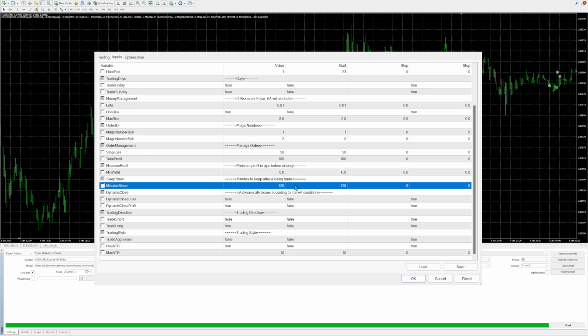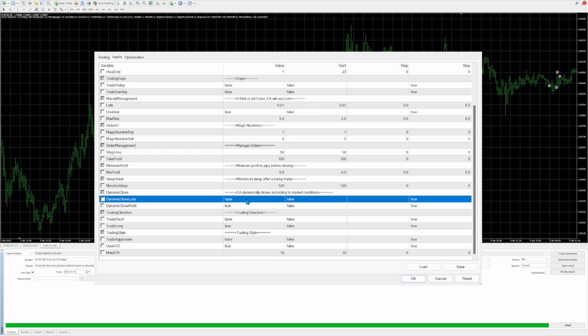Minutes to sleep after a losing trade. This basically will switch the EA off for this amount of minutes if there's a losing trade, and that's to prevent re-entering in adverse market conditions. You know, you don't necessarily want to take another trade straight after a loss.